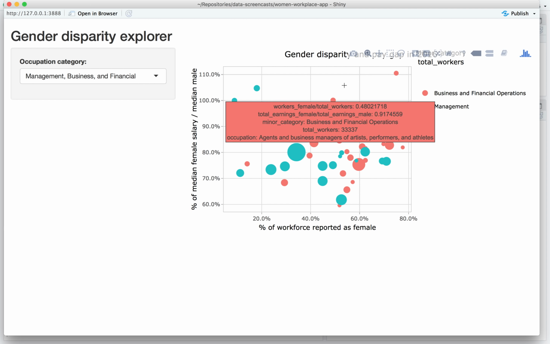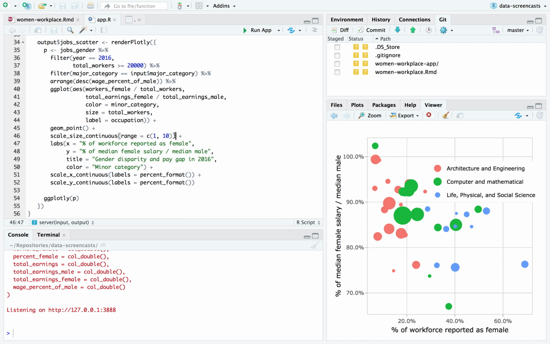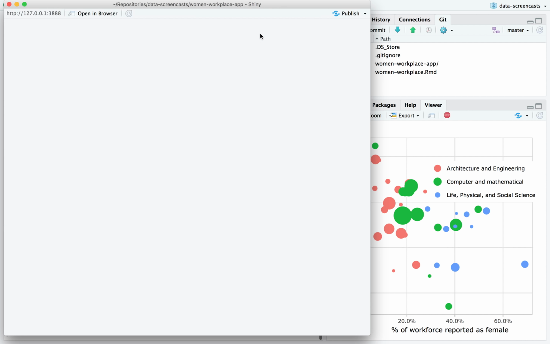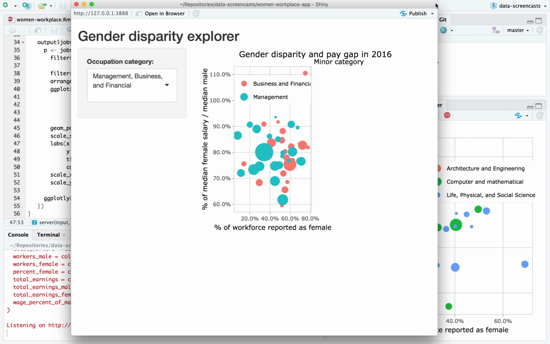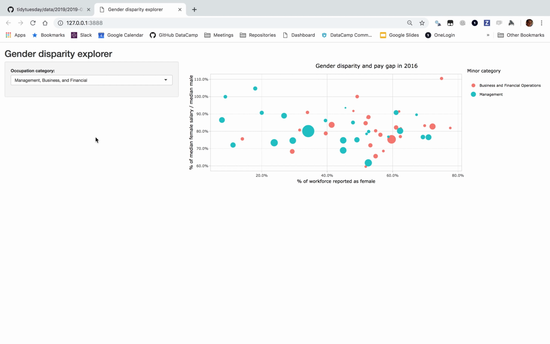Okay, something's up with this. Let me see. I think this probably is a ggplotly issue. I'm going to open it in the browser. That looks a little better now. Okay, so it's also a little crammed.